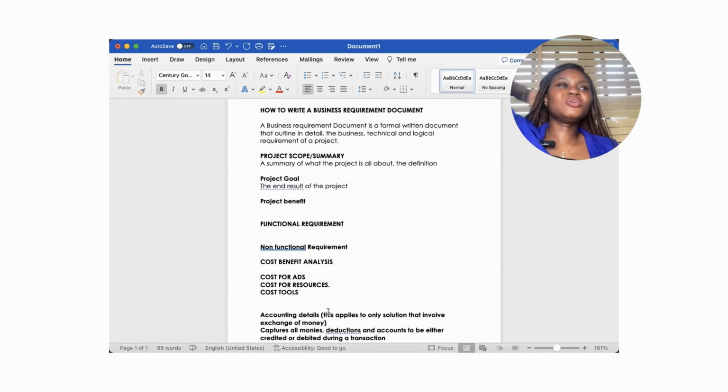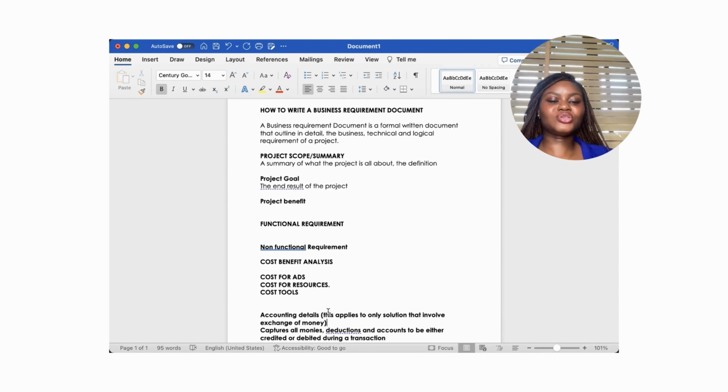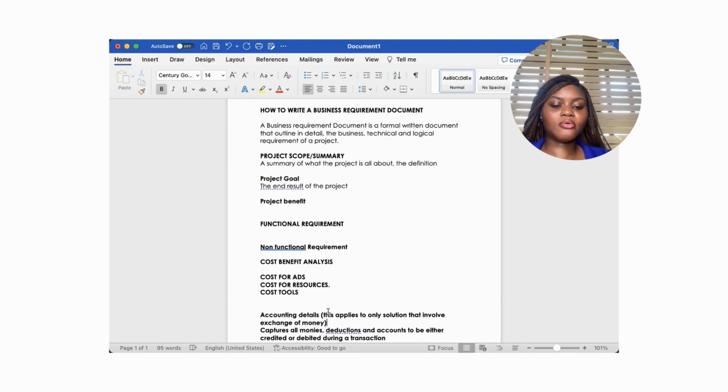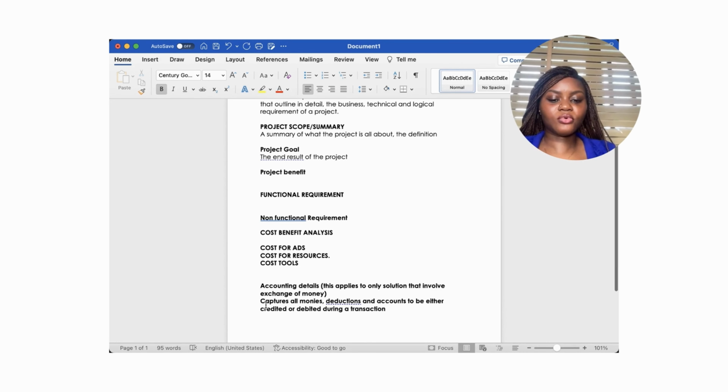So if your solution does not have anything to do with money, you're not collecting money, you're not crediting money, you're not doing anything, you can already tell that there's no need for an accounting entry in your project, right?